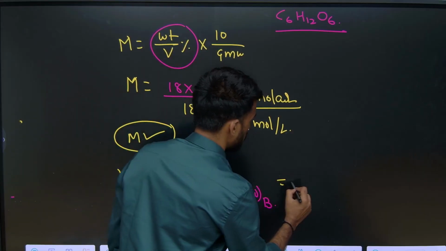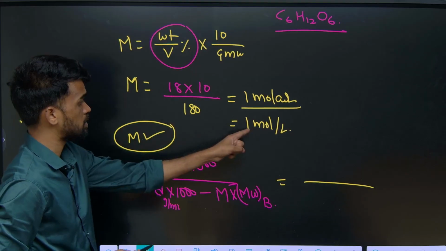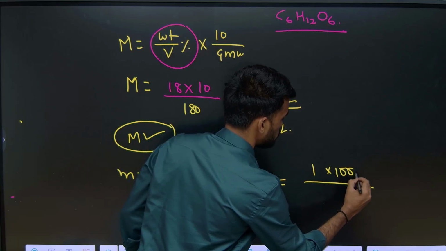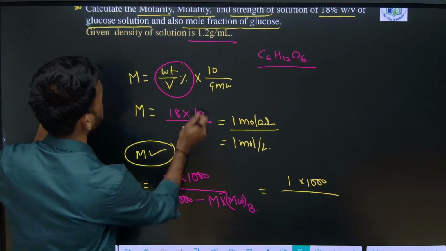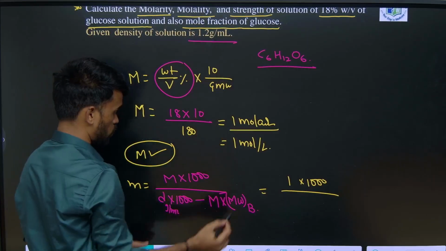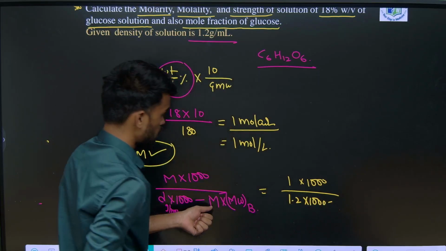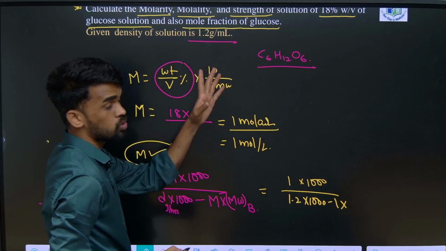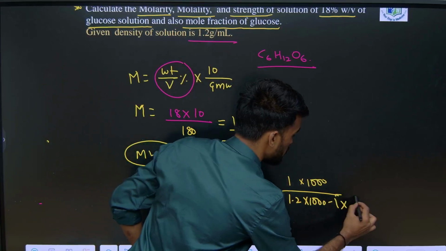So what is the data they have given? Capital M, that is molarity, is 1 molar, into 1000. What is the density mentioned in the question? Density is mentioned as 1.2 gram per ml. So 1.2 into 1000 minus molarity, which is 1, into the molecular weight of glucose. Glucose is our solute, so it will be 180.